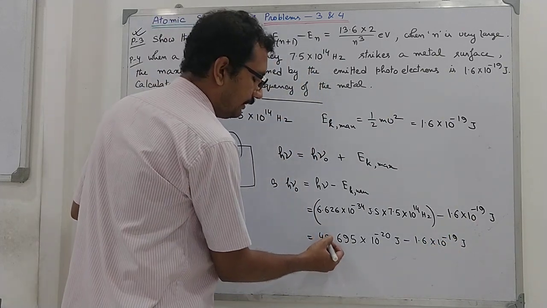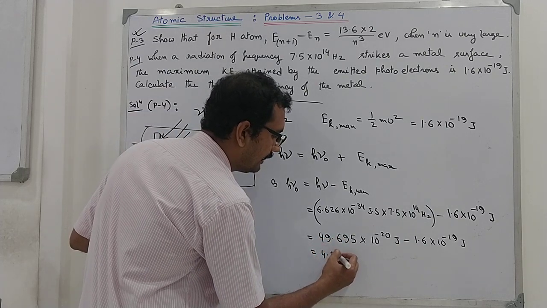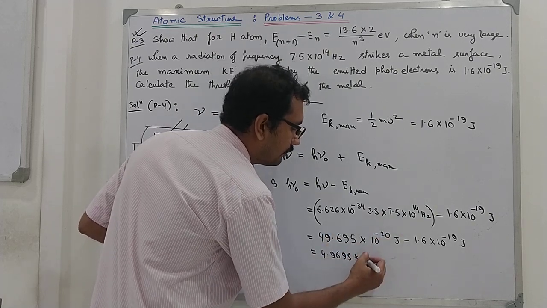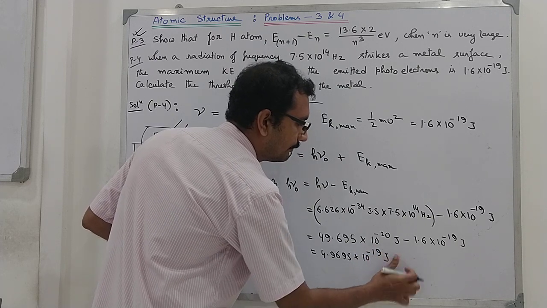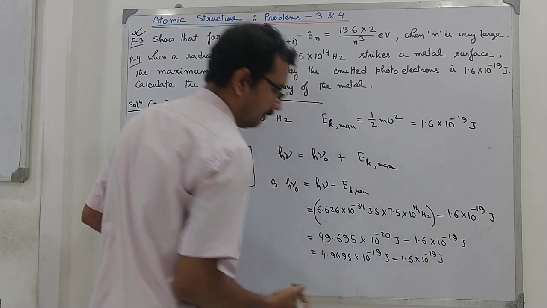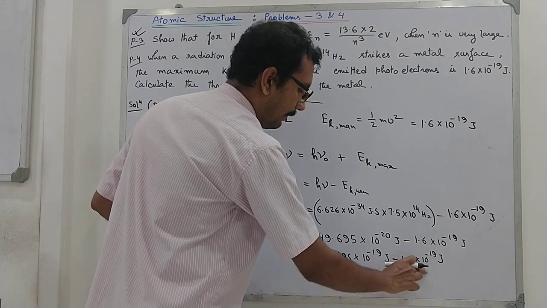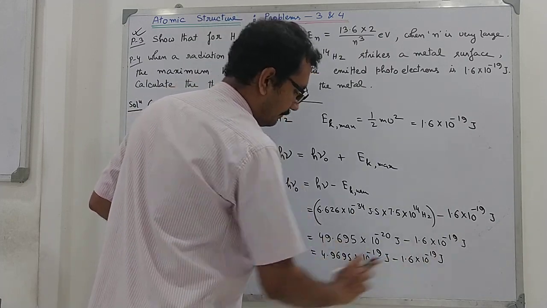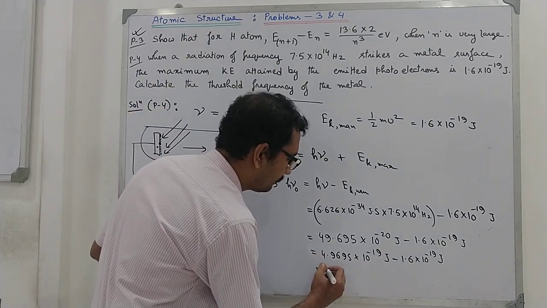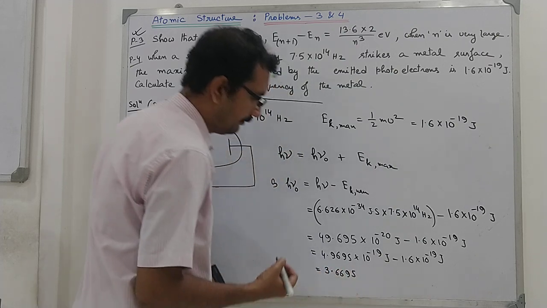Now you convert this to 4.9695. So you will get a 10 factor here, multiply it to this power. So it will be 10 to the power minus 19 joule. Minus 1.6 into 10 to the power minus 19 joule. Now see, the powers are same, and also the units are same. So just subtract this 1.6 from 4.9. So it will be 3.6695. Am I right?